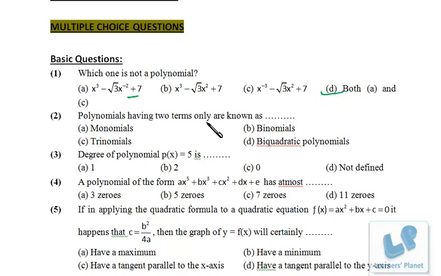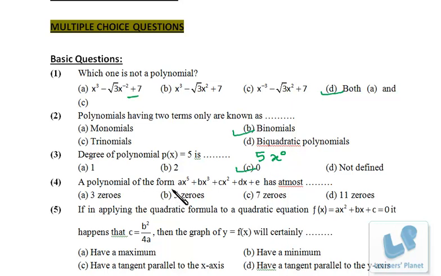Now polynomials having two terms only are known as binomials, as simple as that. Degree of polynomial p(x) is equal to 5, right? And how do we determine the degree? That is the degree of the variable. So we can write it as 5x raised to 0, because x raised to 0 will be 1, so it will be 5 into 1, that's 5, right? So the degree of the polynomial is determined by the degree of the variable. So the degree of the variable, that is the power of the variable, over here is 0. So the degree of the polynomial is 0, right?